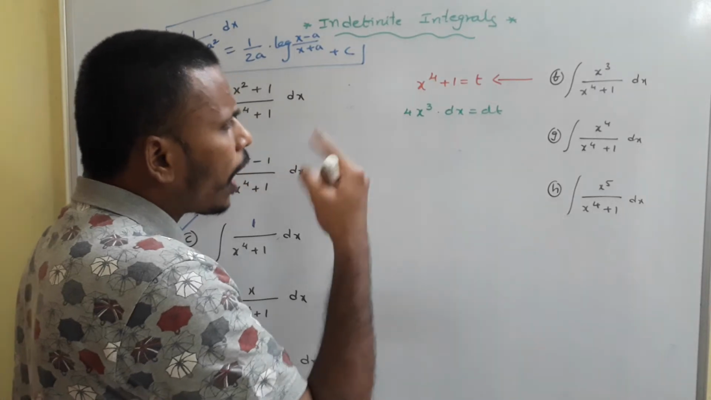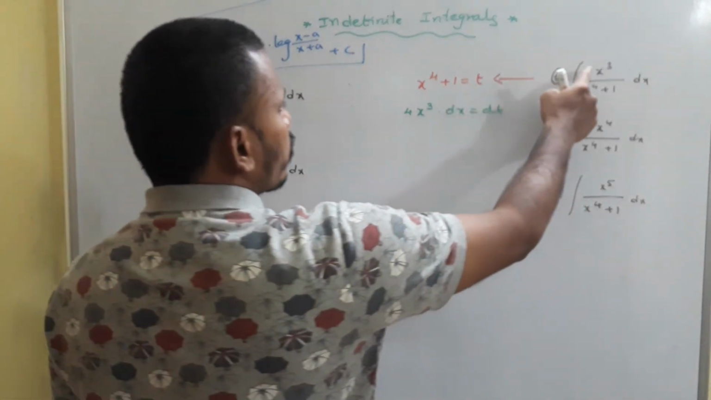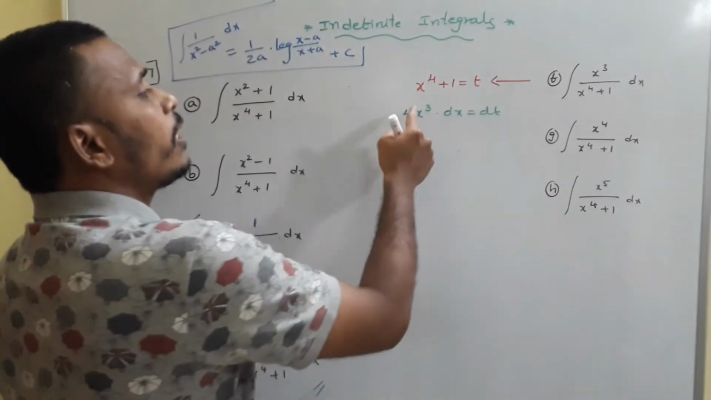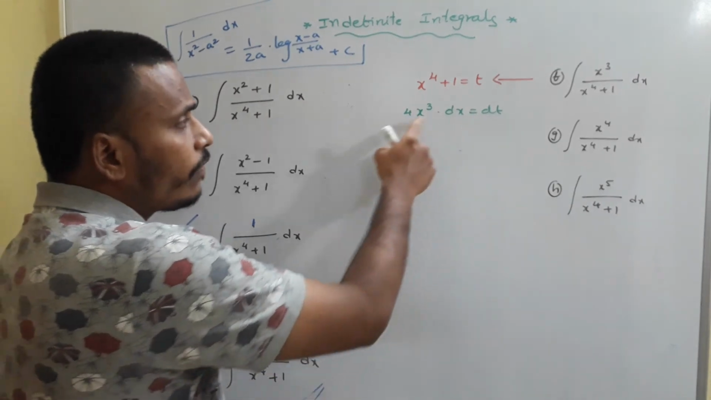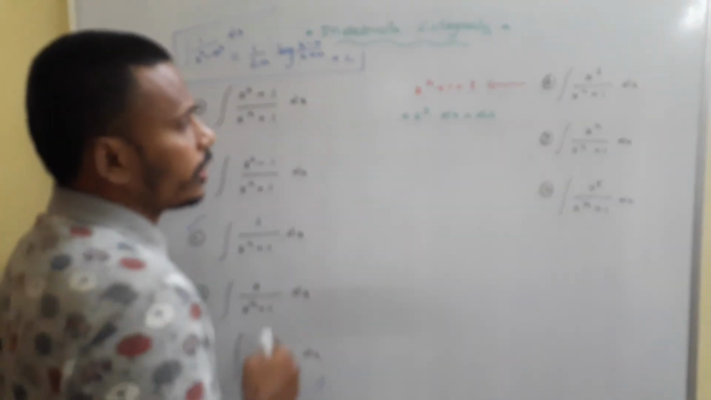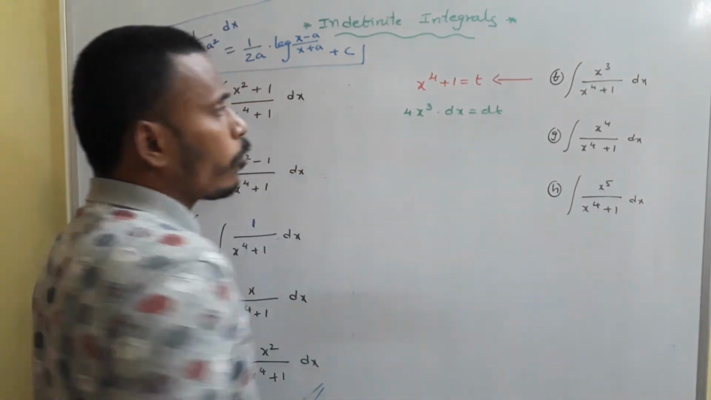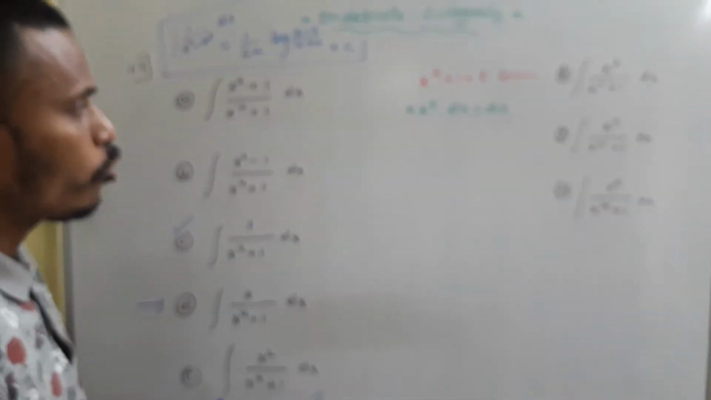So ఆలోచించగలగాలి, న్యూమరేటర్లో x క్యూబ్ ఉంది కాబట్టి ఎవరిని మనం t అనుకుంటే ఆ డెరివేటివ్లో x క్యూబ్ ఇన్వాల్వ్ అవుతుందో మనం ఎక్స్పెక్ట్ చేయగలగాలి. సో ఇఫ్ ద డినామినేటర్ x పవర్ 4 plus 1 is t, then 4x cube dx is dt.